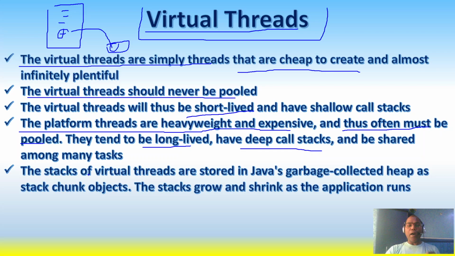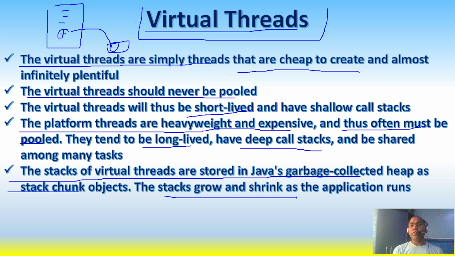A good thing is that the stacks of virtual threads are stored in your garbage-collected heap, and they can grow and shrink as your application runs. Whatever virtual threads we create are stored in the heap, and once they need the CPU, at that time their stacks are picked up from the heap memory and bound to a specific OS thread. If they need to wait for something, they are pushed out and stored again in the heap.